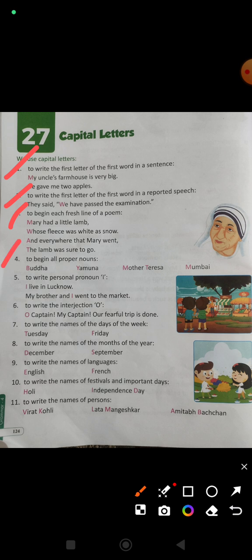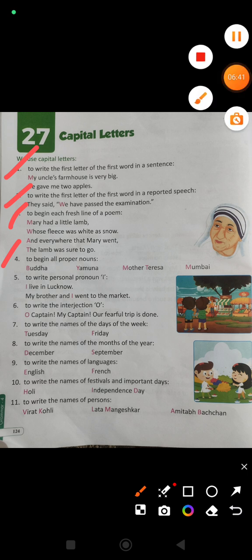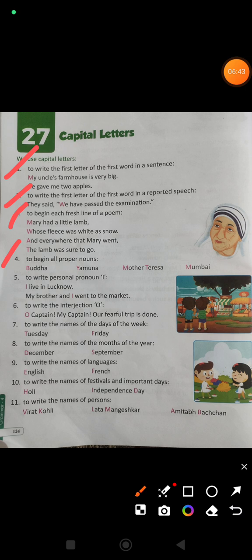Rule number 4. To begin all proper nouns, always use capital when you write proper nouns. Okay, and now you tell me what is a proper noun. Yeah, firstly you tell what is a proper noun. Proper nouns are the special and unique names given to certain common nouns. Okay beta, what is a proper noun? Means proper nouns are the special and unique names given to certain common nouns.